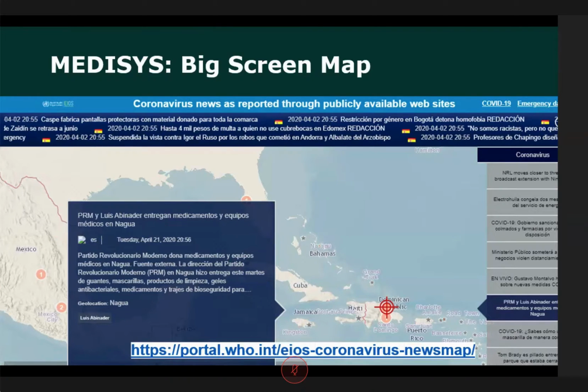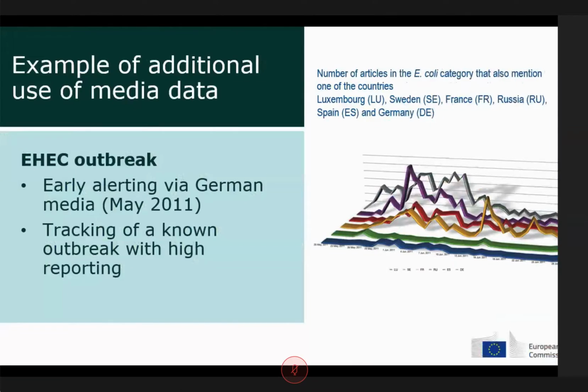This is called the big screen map, where you can visualize on the map the events on time, like real time.